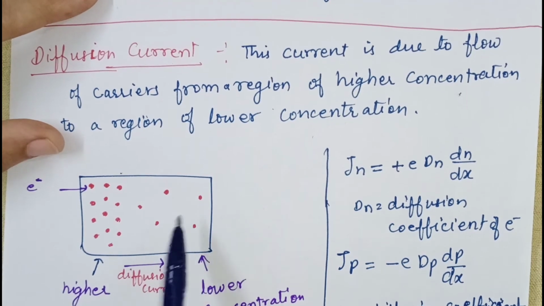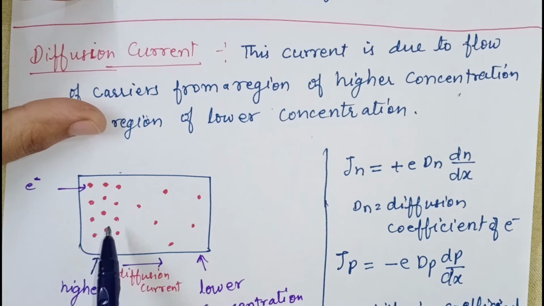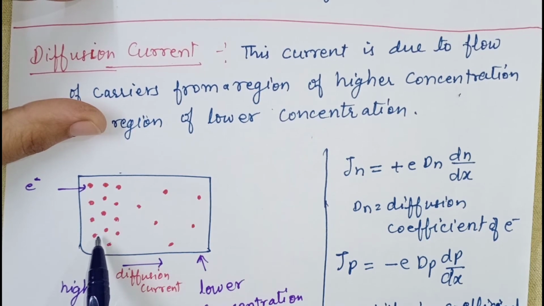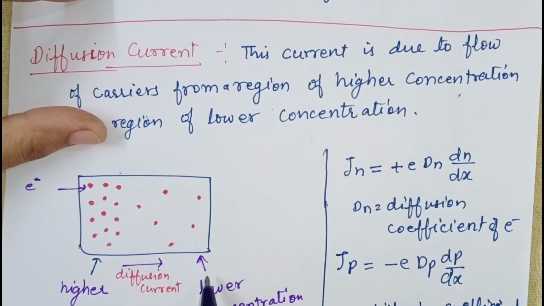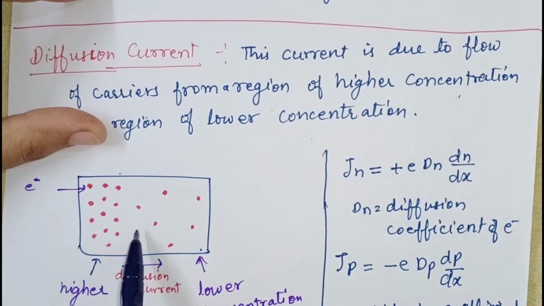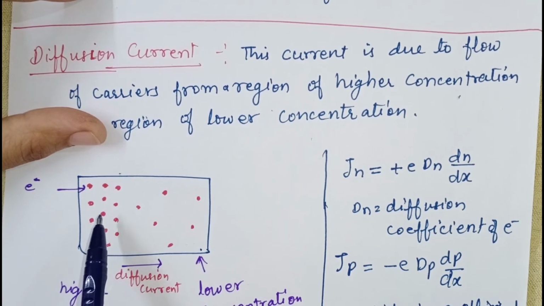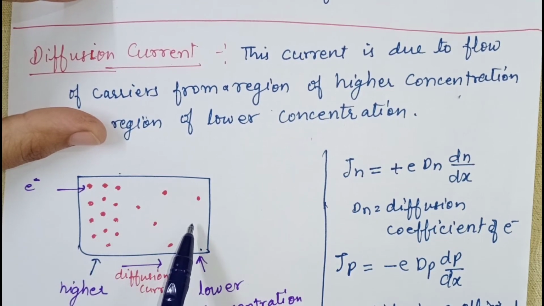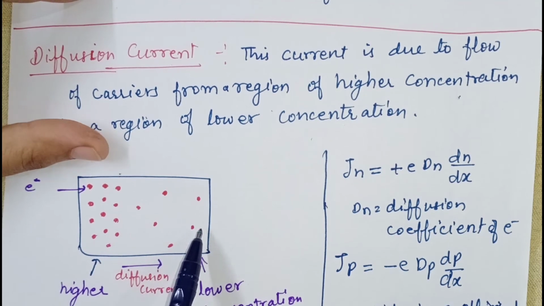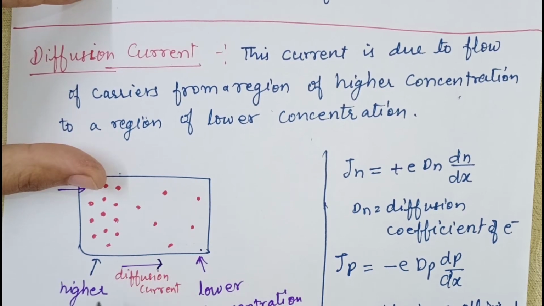Through this diagram we can see in this place there is higher concentration of electrons and in this place there is lower concentration of electrons. So this is a natural phenomenon. Due to this concentration difference, the electrons will move from this region to the region of lower concentration. So this constitutes diffusion current, and the direction of this will be from higher concentration to the lower concentration.